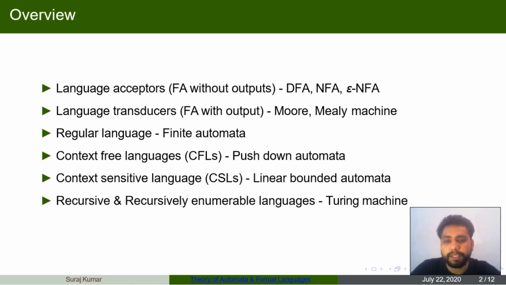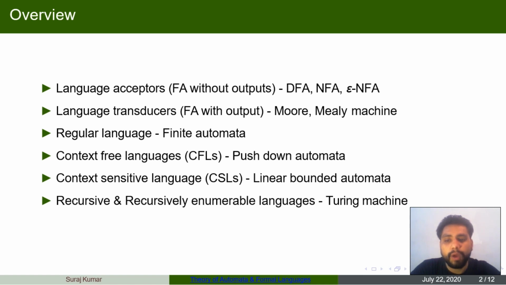These things we will see in the further videos. We will talk about the DFA, NFA, epsilon NFA. These are basically finite machines without output, so these are also called language acceptors. You will see the Moore machine and Mealy machines. Moore and Mealy machines are finite automata with output, and these are also called language transducers. The difference between acceptor and transducer is that an acceptor usually accepts or rejects the string, and a transducer will give you the output corresponding to your input.